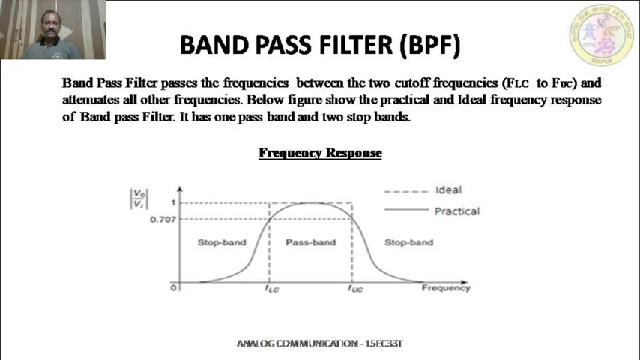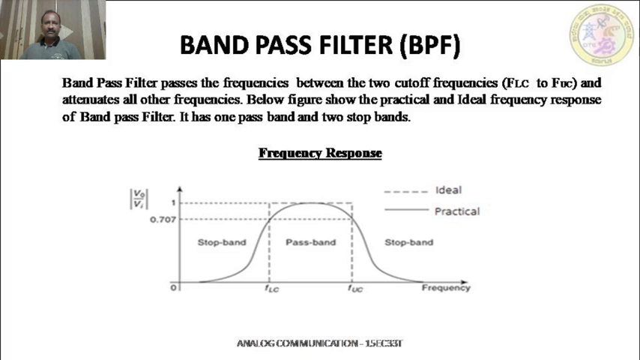The frequencies from 0 to the lower cutoff frequency are all stopped or attenuated by the filter, and for frequencies from FLC, the lower cutoff frequency, to FUC, the higher cutoff frequency, all the frequency components are passing from input to output. Frequencies above FUC, the higher cutoff frequency, are all attenuated or stopped by our electronic circuit. That range of frequencies is called the stop band. Like this, the band pass filter attenuates the frequencies from 0 to FLC and above FUC, and it passes the frequency components from FLC to FUC.